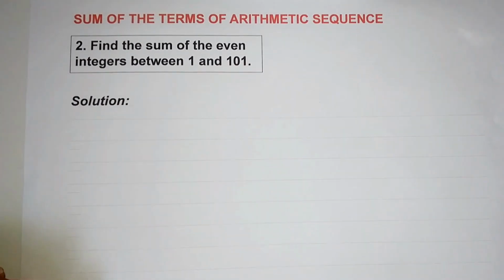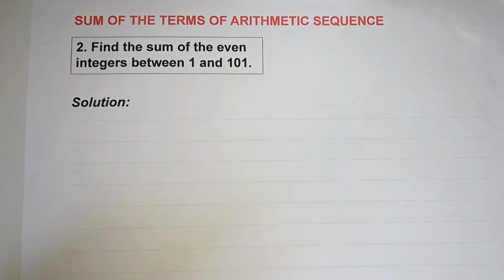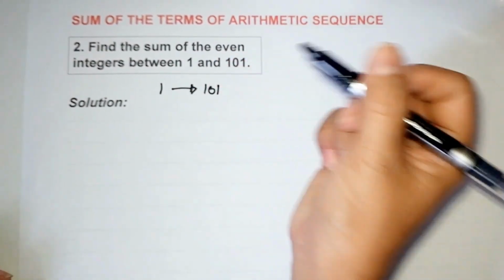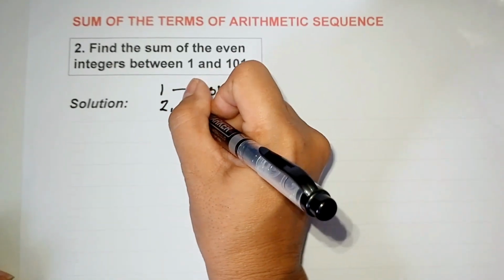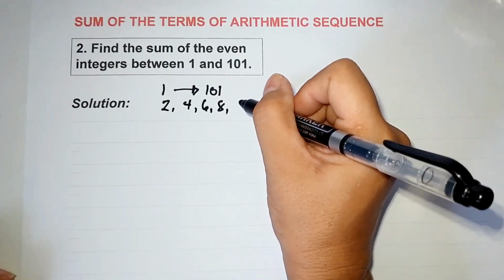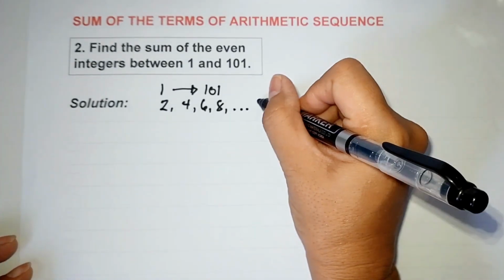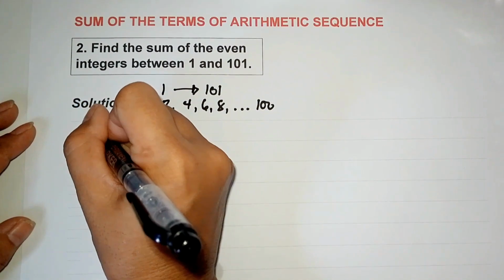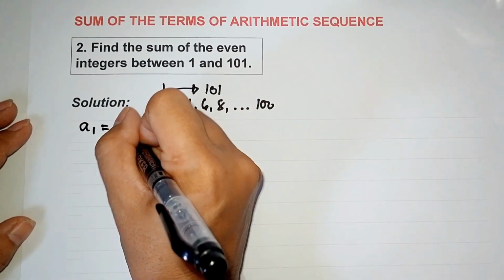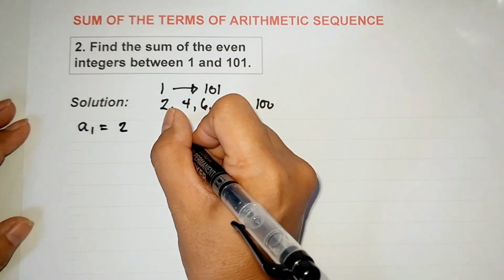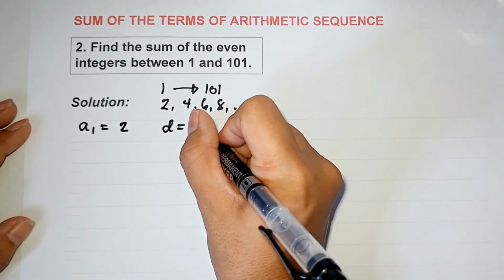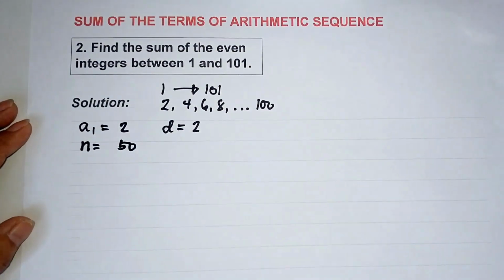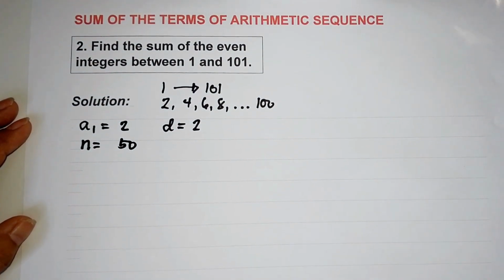Find the sum of the even integers between 1 and 101. Between 1 and 101, the even integers are 2, 4, 6, 8, 10, and so on, up to 100. This means that in this sequence, a sub 1 equals 2. The common difference is 2. N is equal to 50. From 2 up to 100, there are 50 numbers.